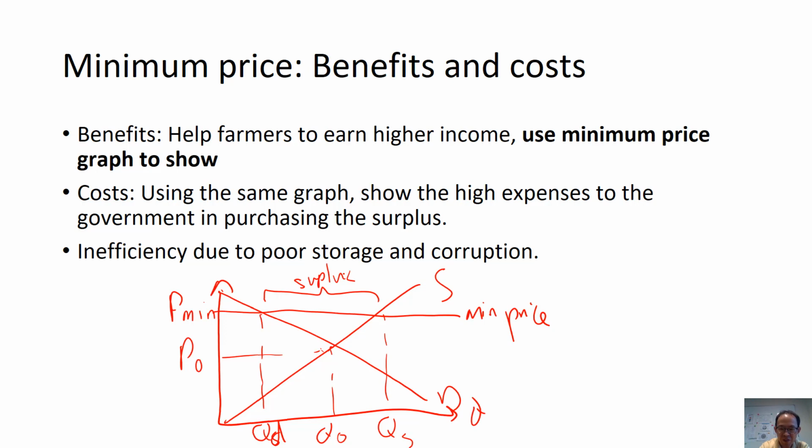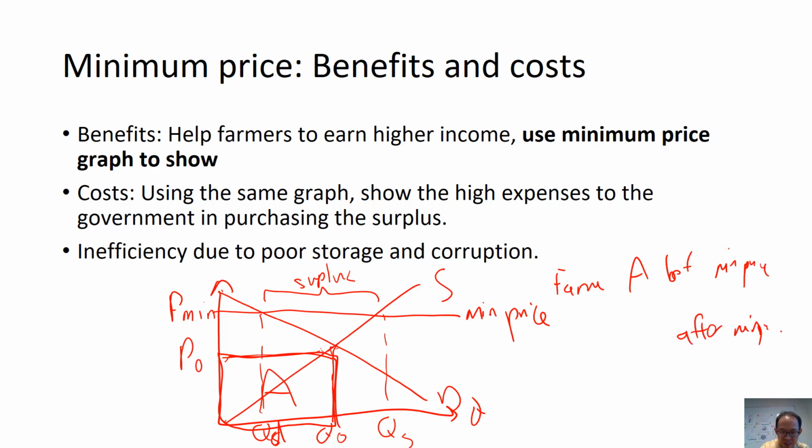So based on this, right, the farmers used to earn this area. Let me call this area A, this particular box, before minimum price. But after the minimum price, is it clear? They earn this particular entire shaded area. So it's more than just A, right? The P times Q for the farmers has actually increased from area A, which is the box, to the entire shaded area. So this is how the farmers can earn higher income.